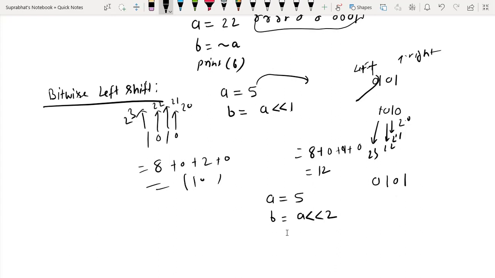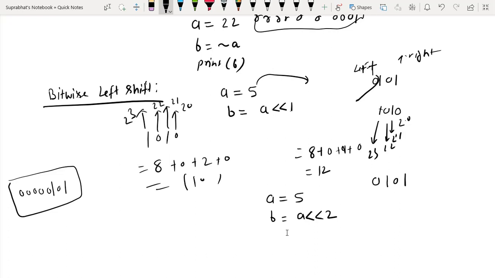In the first example, we have taken a equals 5. First of all, we have to convert 5 to binary, that is 101. You can use either 4 bit or 8 bit representation. We can do it like this: 1 2 3 4. This is 8 bit representation. Normally you have to take it in 8 bit representation.